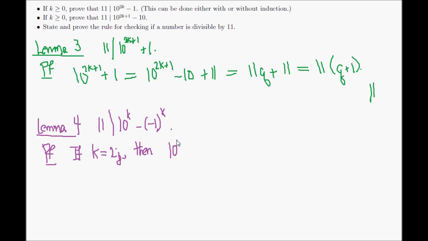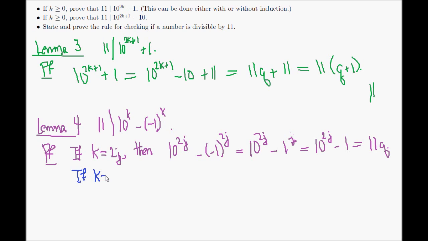Then 10 to the 2j minus negative 1 to the 2j equals 10 to the 2j minus, well, let's see, negative 1 to the 2 is going to be 1 to the jth power. So 10 to the 2j minus 1. And we already know by the first rule that if I have 10 to 2 times an integer minus 1, that's equal to 11 times something. That's the first case. Second case.